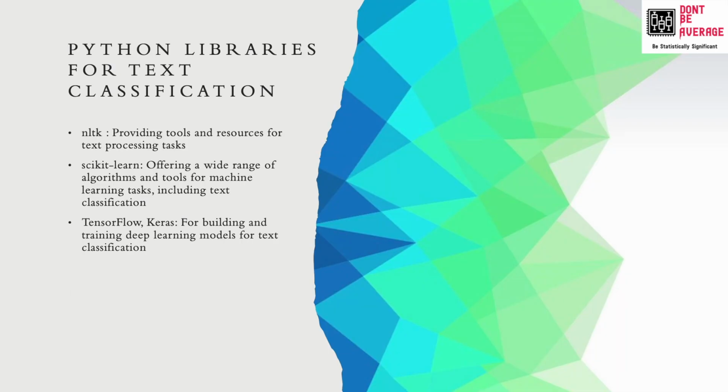Now let's see what all libraries you can use in Python for text classification. First one is NLTK. NLTK is a huge and rich library which has tools, resources, data, everything for text processing tasks. Then there is scikit-learn. This offers a wide range of algorithms. It has machine learning functions. It includes text classification as well. Then there is TensorFlow, of course, which is used for building or training deep learning models for text classification.